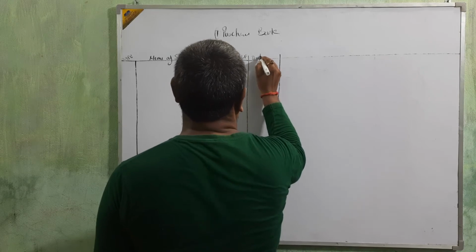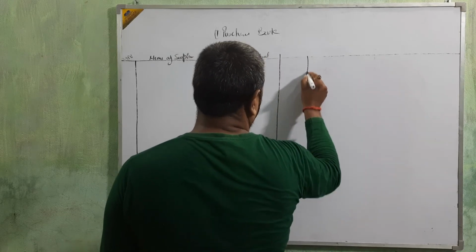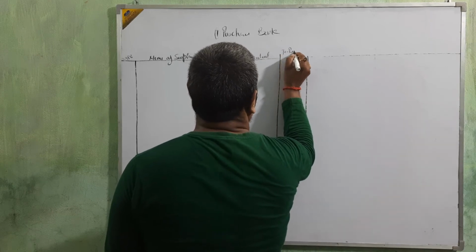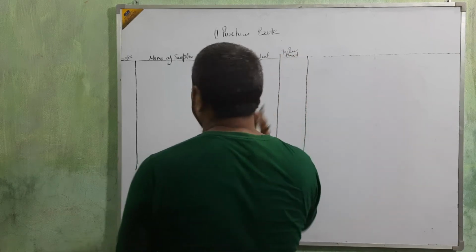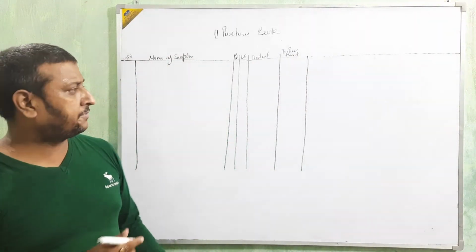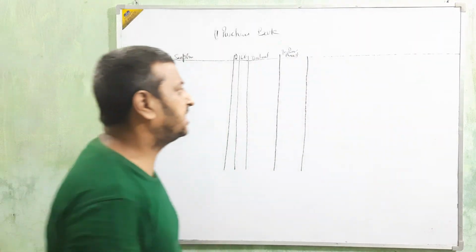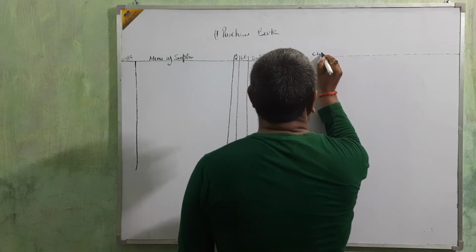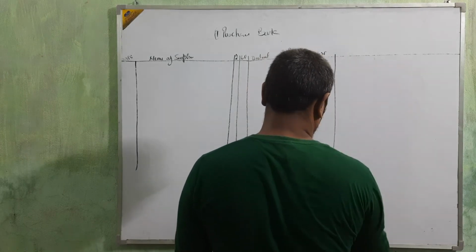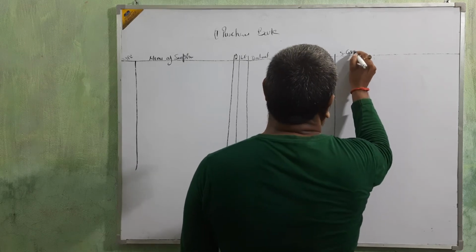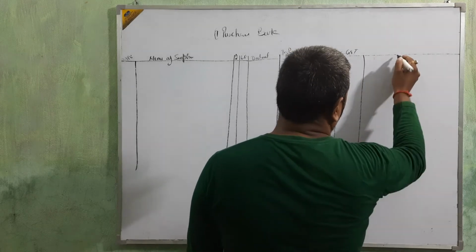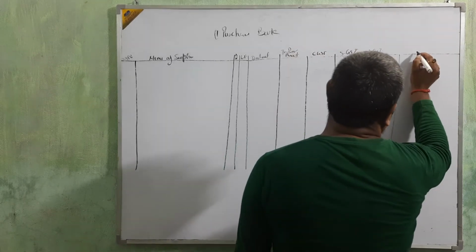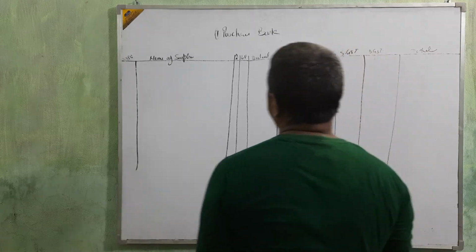detail, and then total purchase amount. Okay beta, no problem about that. Then if GST, CGST and SGST is given, for that we are going to make the columns CGST, SGST and IGST, and then total. Okay beta.